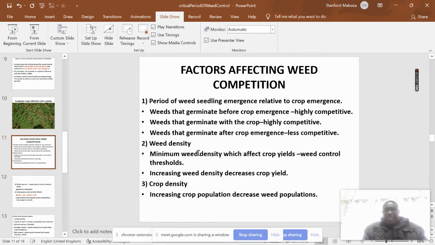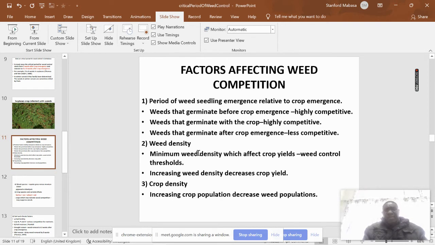Now, weeds that emerge with the crop are also highly competitive. So maybe farmers should come in earlier than 2 weeks. For weeds that germinate with the crop, coming in at 2 weeks may be okay. Weeds that germinate after crop emergence are less competitive. So after crop emergence, weeding may not be very critical.